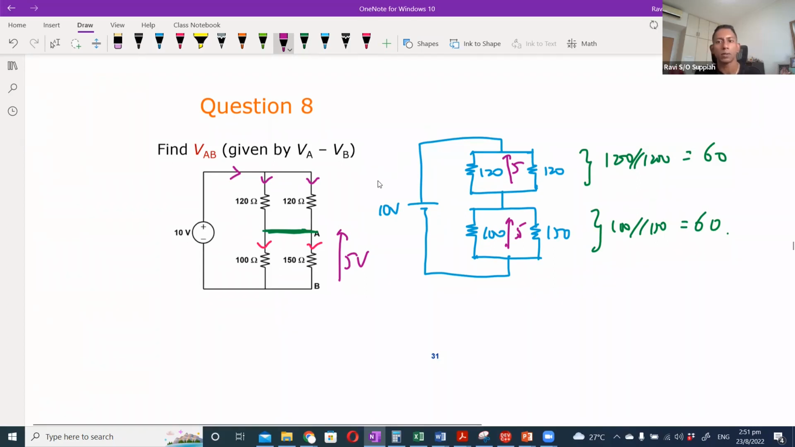So that's how you do this. Always remember, when the current splits, then we say it's parallel. Later, of course, it may join back again and then split one more time, like what you see here.